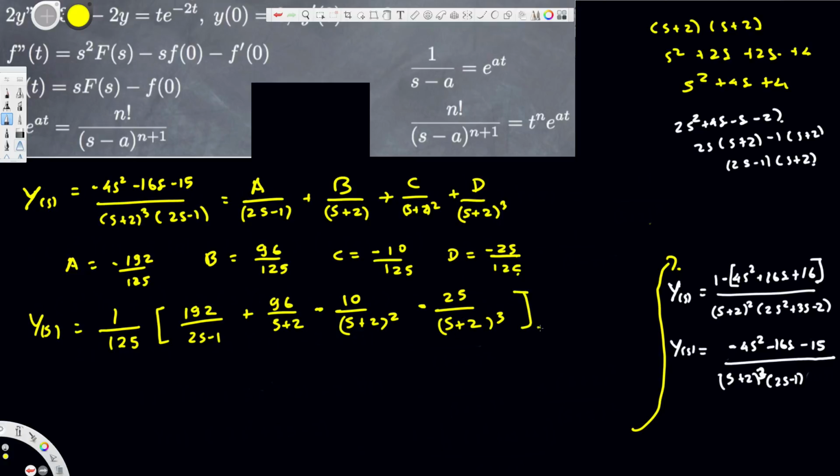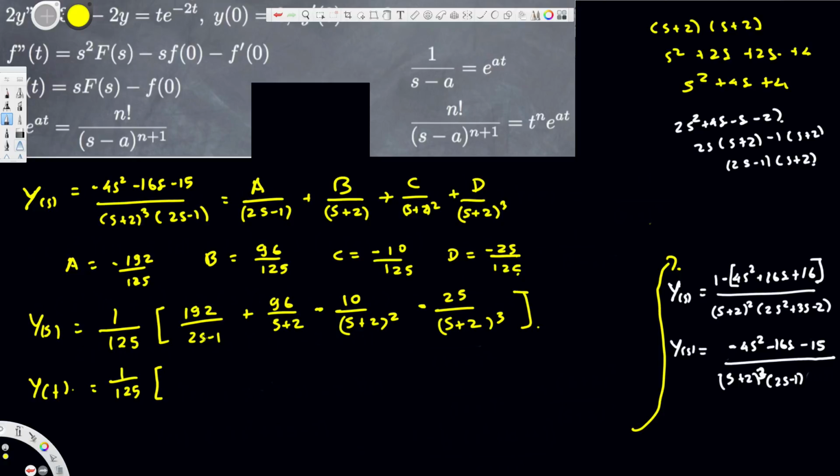Okay, now we are going to use the inverse Laplace transform. To do that, we have to use these two rules. When we have 1 over s minus a, we replace that with e to the power a t. When we have n factorial over (s minus a) to the power n plus 1, we replace that with t to the power n times e to the power a t. That's the one we are going to do right here. So this Y of s will turn into y of t. We keep this 1 over 125 here, and then 192 over 2s minus 1.